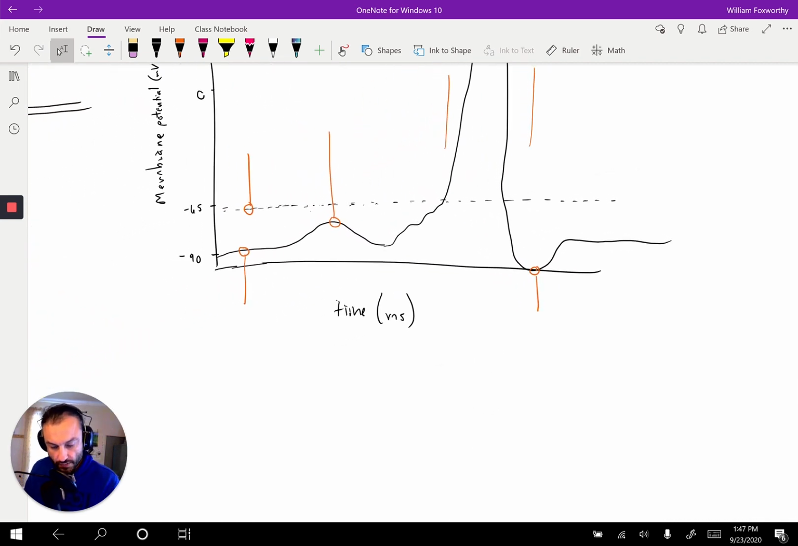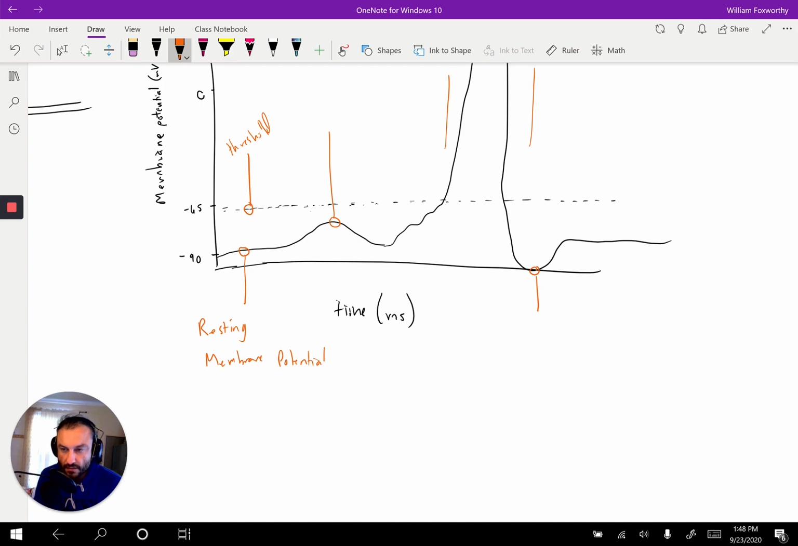All right, this value here, negative 90. What is this value? This is the resting membrane potential. That's where the muscle cell will sit normally when it is not being stimulated. How did we get here? Mostly because of the sodium-potassium pump. Okay, negative 65. What is this value, and how do you get it? Well, this value is the threshold.